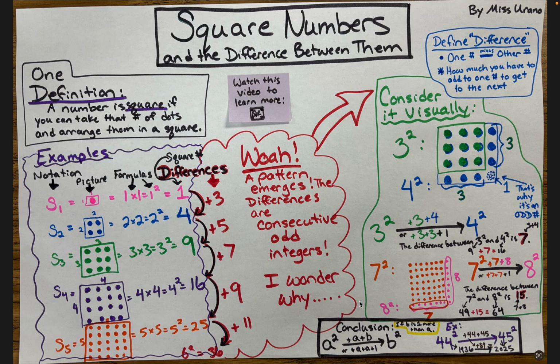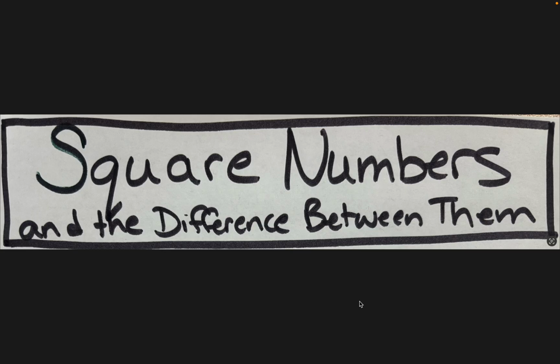Really cool that's going on when we compare the difference between two consecutive square numbers. I've seen a lot of videos on the internet that point out this pattern and maybe even talk about the formula for it, but none that actually explain what's going on in a visual way that makes a lot of sense. So here we go. Square numbers and the difference between them.